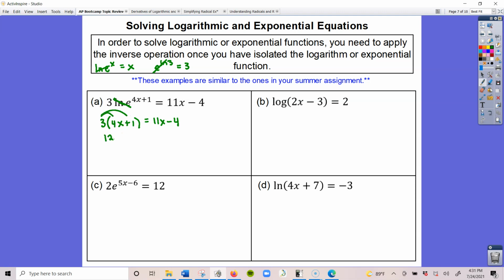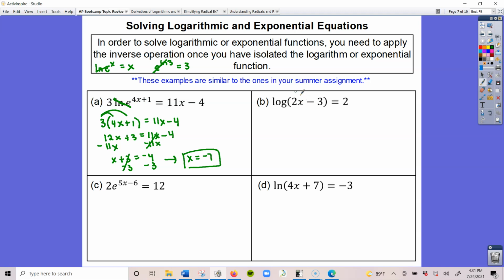So we get 12x plus 3 is equal to 11x minus 4. Subtract the 11x over, and we get x plus 3 is equal to negative 4. Subtract the 3, and we get that x is equal to negative 7. So this would be my answer. Now all of this is fine, and this one was an easier one because the inverses were already present.